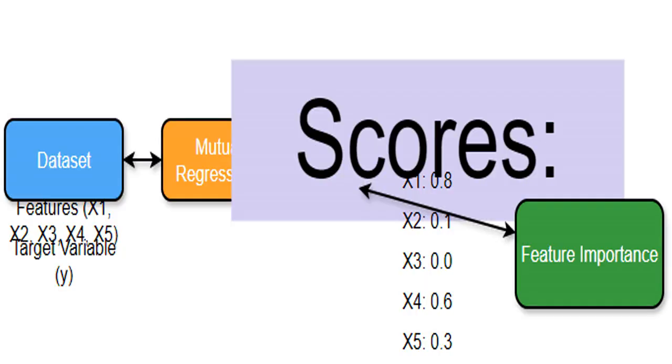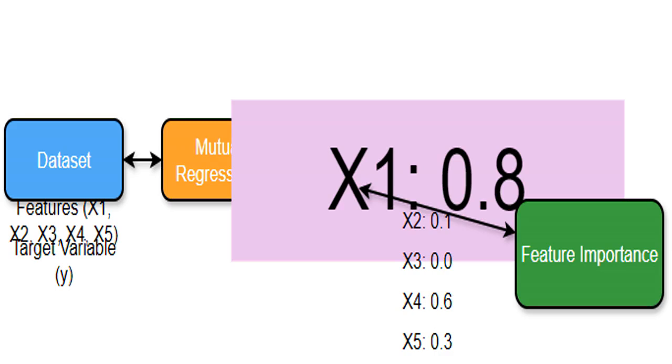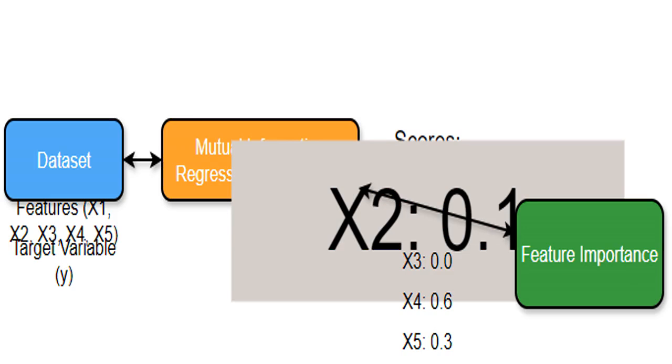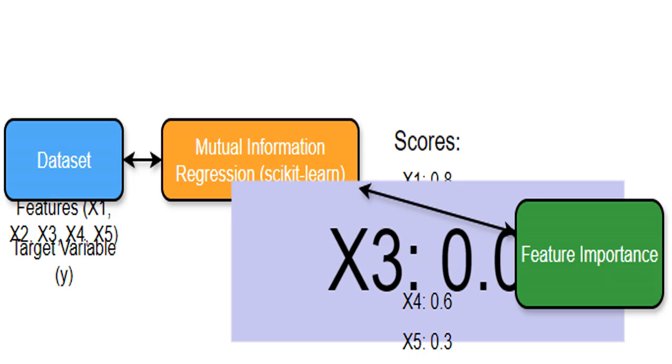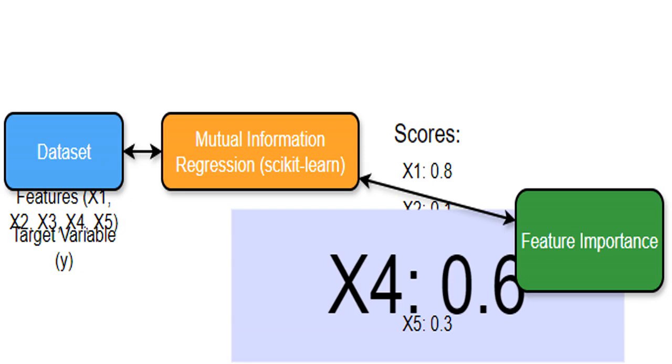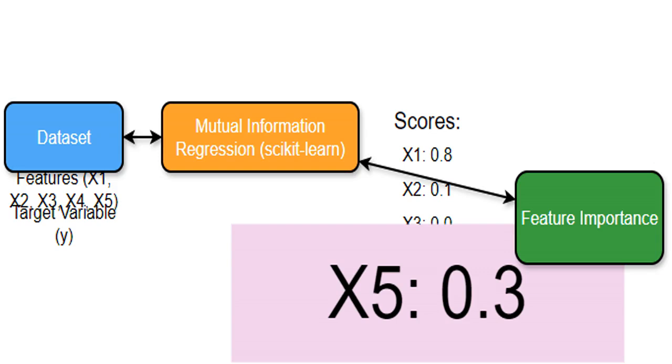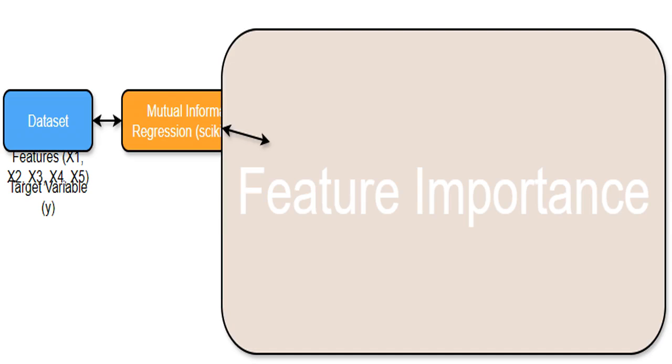These numbers show how strongly each feature is related to the thing I want to predict. Higher is better. Feature X1 has a strong relationship with the target variable, y. Feature X2 has a weak relationship with the target variable, y. Feature X3 shows no relationship to the target variable, y. Feature X4 has a moderate relationship with the target variable, y. Feature X5 has a weak to moderate relationship with the target variable, y. I need to figure out which features are most helpful in making accurate predictions.